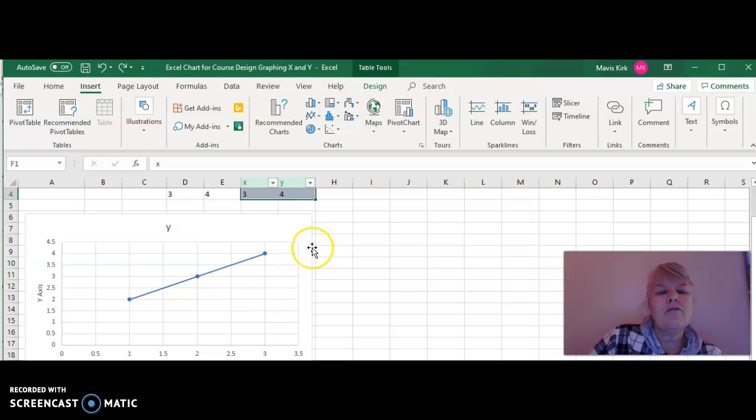That's my example of identifying and graphing linear equations.